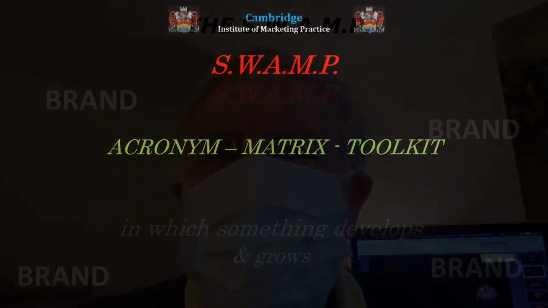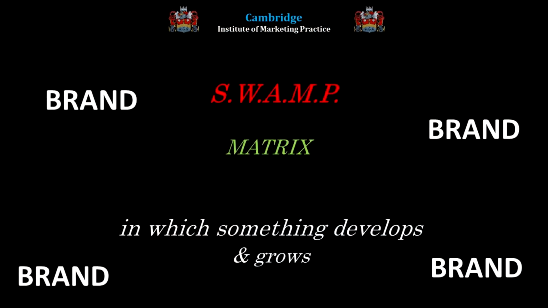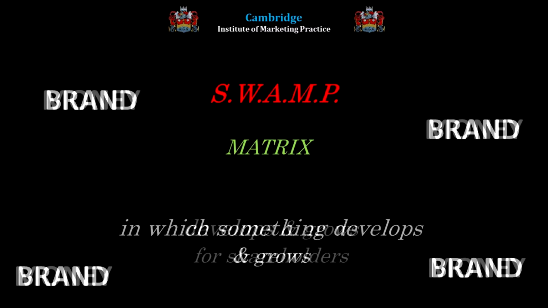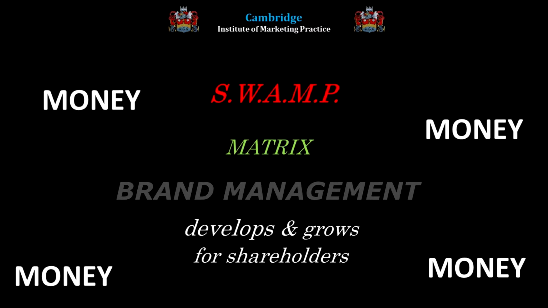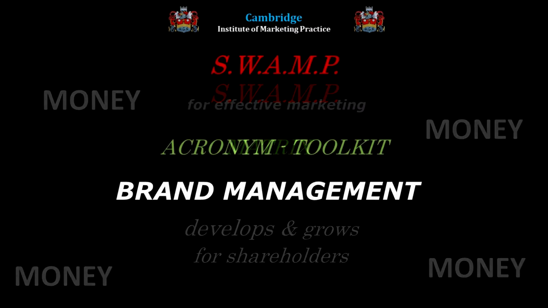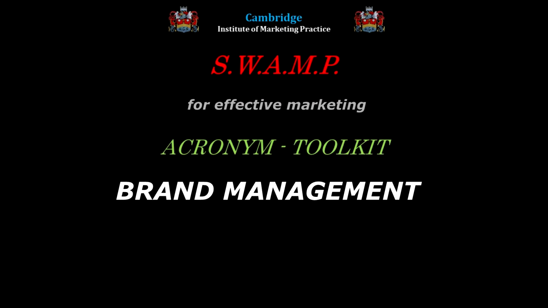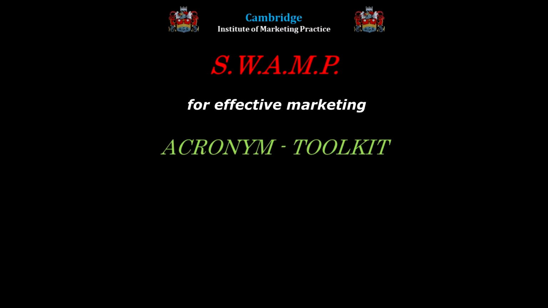SWAMP is an acronym, a matrix, and a toolkit. We have already been introduced to SWAMP as matrix, a matrix which nurtures brands, a matrix where brands grow and make money for shareholders in a well-tried and tested process we call brand management. We have too been introduced to SWAMP as acronym and toolkit, but briefly. So it is exclusively on these two aspects of SWAMP we focus in this video, on SWAMP as acronym and SWAMP as toolbox. The SWAMP acronym gets interpretation and the SWAMP toolbox is opened and its contents assessed.